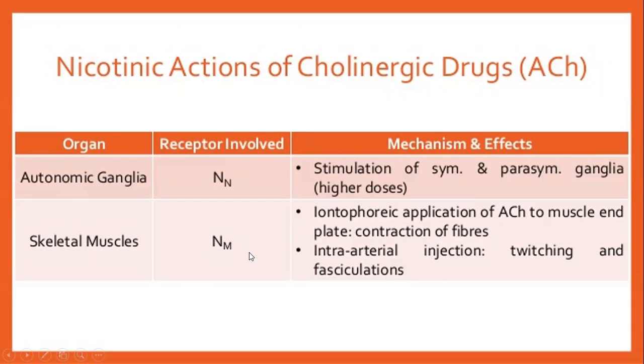Acetylcholine action on skeletal muscle is by iontophoretic application of acetylcholine. What does iontophoretic mean? Note down. Iontophoretic means it is one kind of transdermal drug delivery system. In this system, there is a usage of a voltage gradient on the skin.